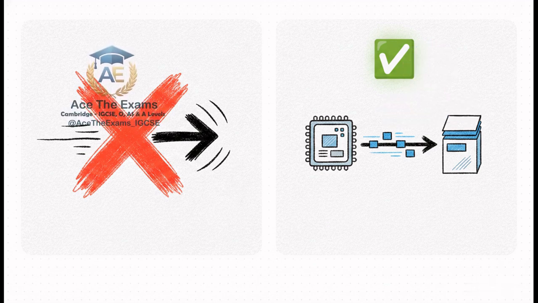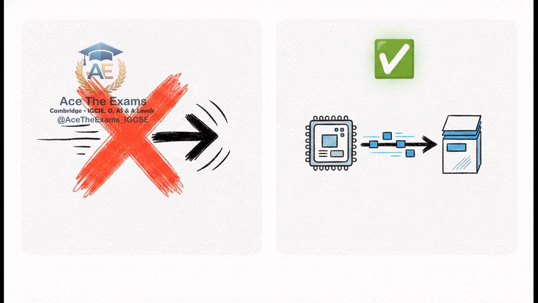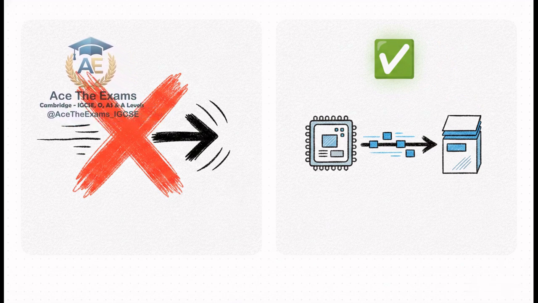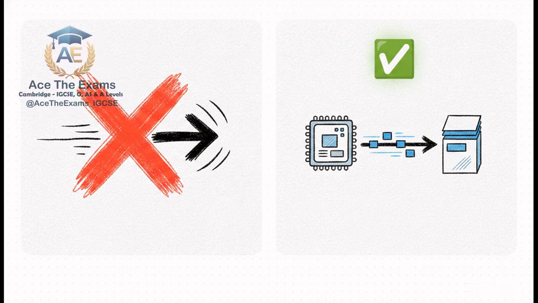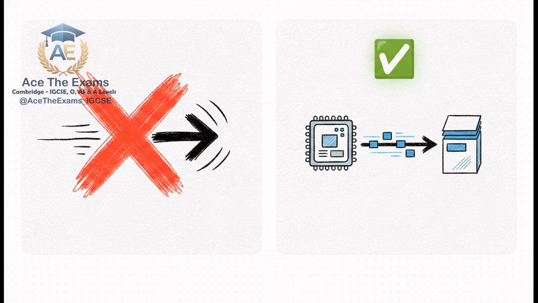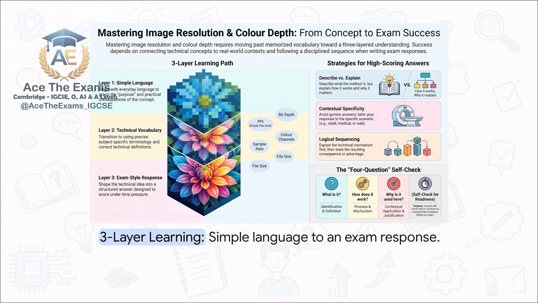Now, compare that to the examiner's actual demand on the right. "Transmits data between internal hardware components using a bidirectional data bus." It is night and day. The examiner isn't looking for a casual summary. They are testing your ability to explain the exact step-by-step movement of data using syllabus-safe vocabulary. So how do we actually bridge that gap?